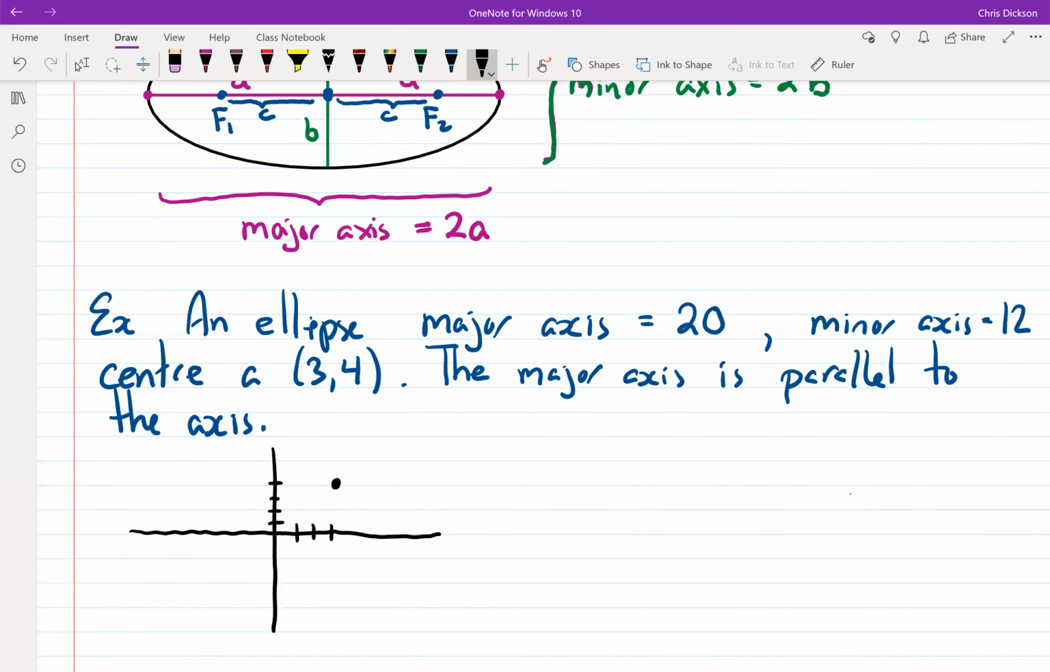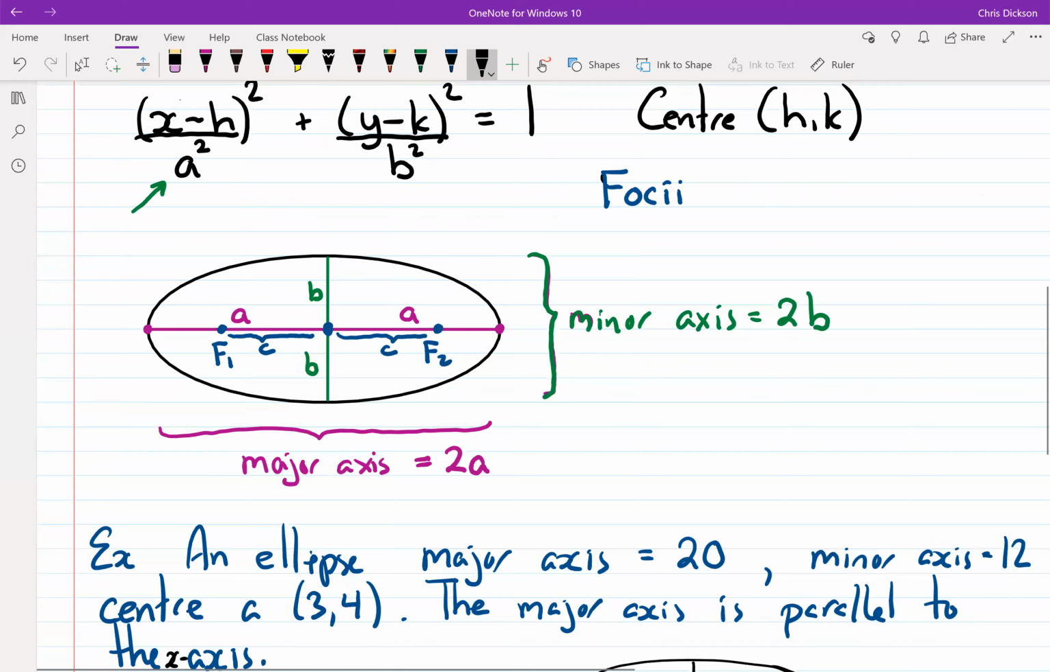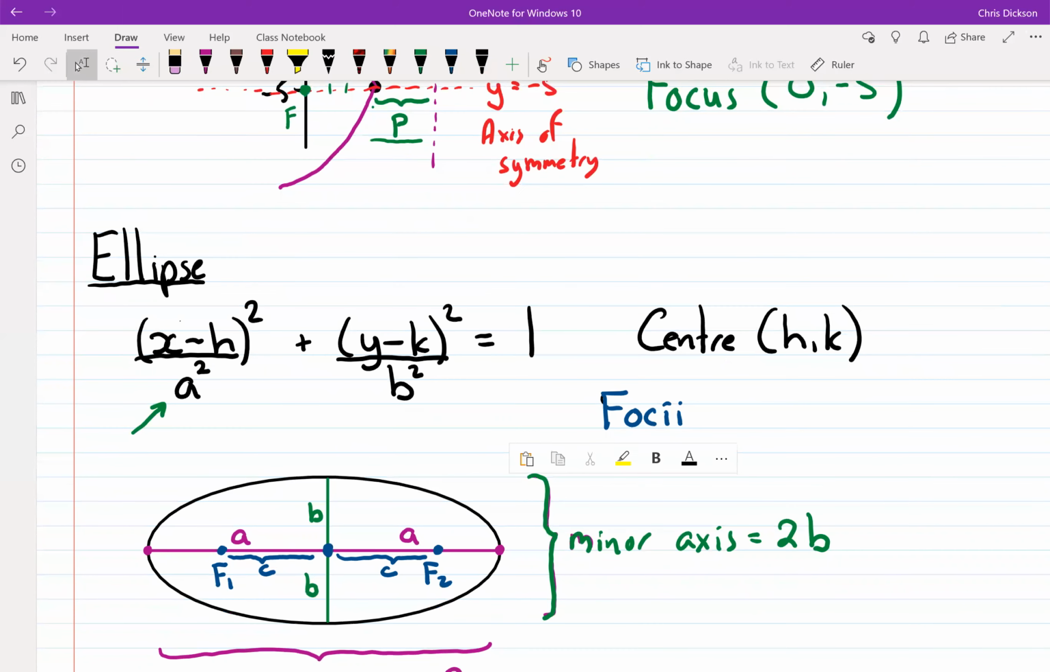Okay, and I know that since the major axis is parallel to the x-axis, it would have to be longer that way than it is this way. So why is that important? Well, if that's true, then I have to use the formula above because the a term is underneath the x value. Okay, so let's try that.